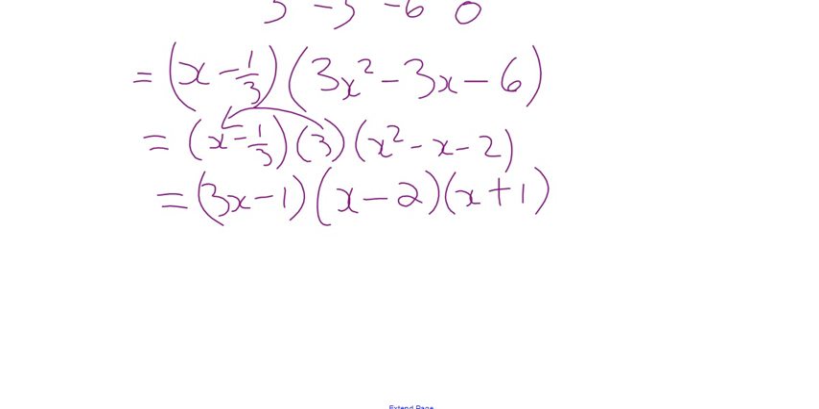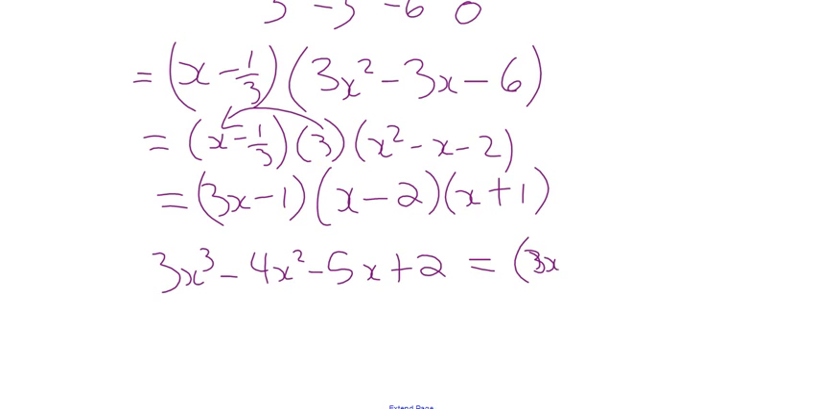So, that means that 3x cubed minus 4x squared minus 5x plus 2 is equal to 3x minus 1, x minus 2, x plus 1. Okay, that's the factored form. So what are we doing? Basically recap.